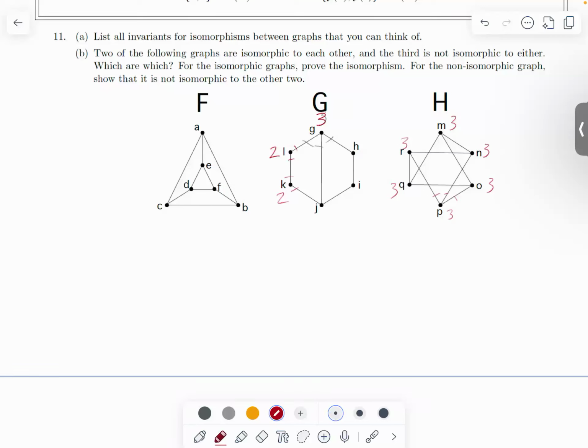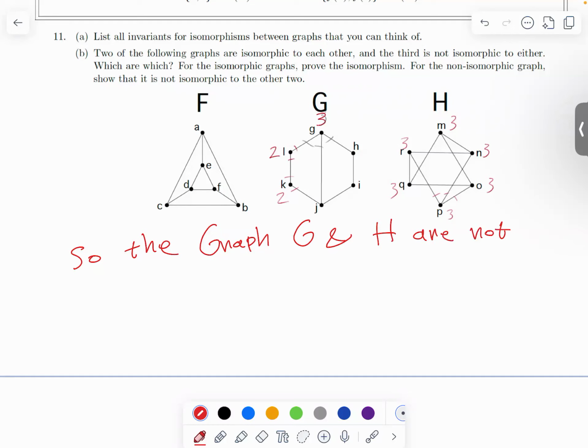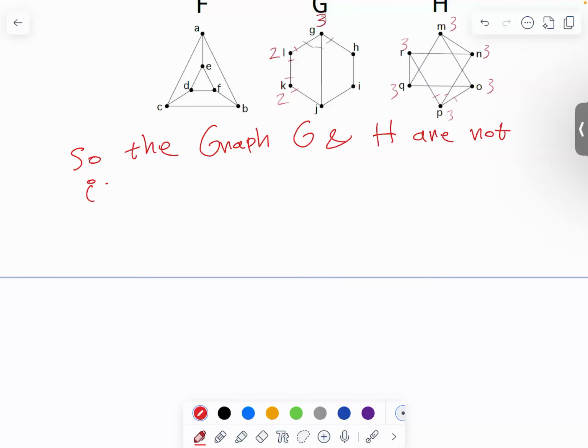Well, it was easy. You didn't need to prove it. It was just sufficient, question 2 with 2 marks, to say that since one of the graphs has a vertex of degree 2, but the other graph doesn't have a vertex of degree 2, the graphs G and H are not isomorphic.